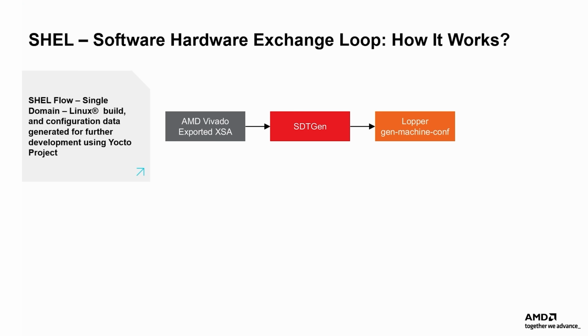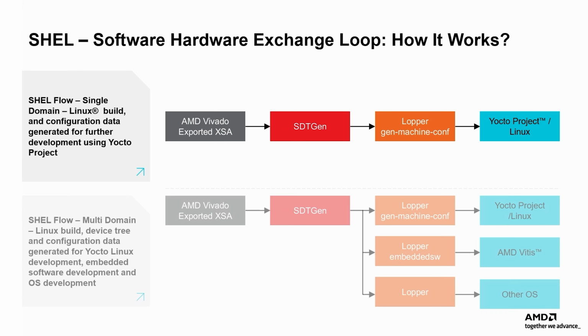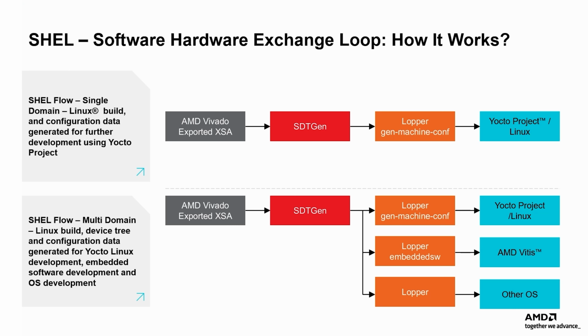Gen Machine Conf, one such example, runs within a Yocto Project environment. In the single domain flow, Gen Machine Conf is used as the Lopper to process and transform device tree data into Linux build and configuration information. For multi-domain flows, other Loppers can be used in parallel to Gen Machine Conf to target various different operating systems with the same system device tree. AMD has released Lopper to the open source community with the hope that others will use it and contribute.